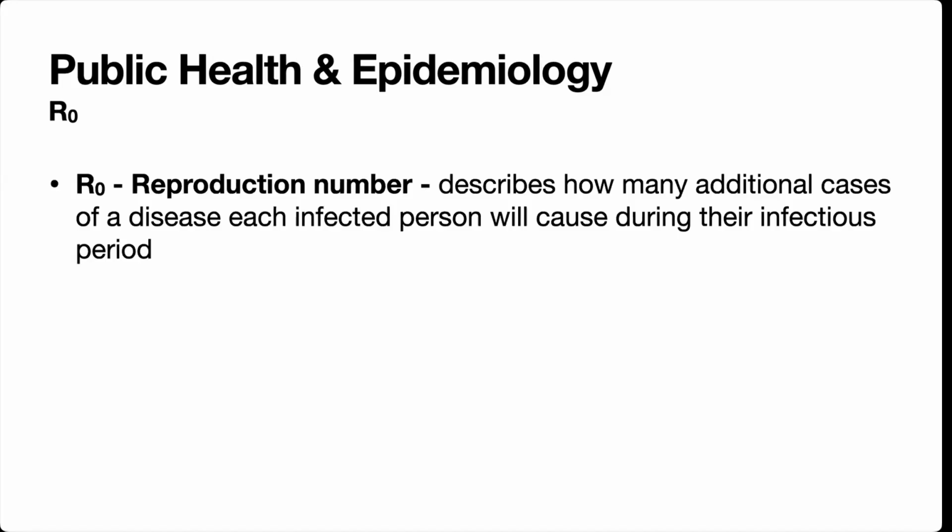And so let's move into the R naught. So the R naught is the reproduction number. And basically what this describes is how many additional cases of disease each infected person will cause during the infectious period. So if I came down with the flu, I could possibly infect you. And that might be where it stops because influenza is pretty close to a 1.4 to 2.